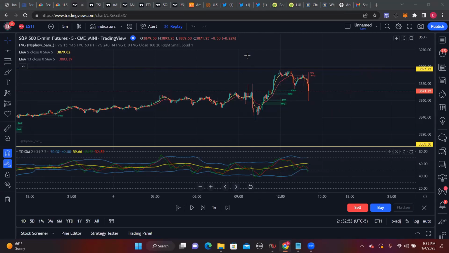All right. Somebody said, what's the yellow line? So the yellow line is the 5 EMA, and then the red is the 13, Frankie.